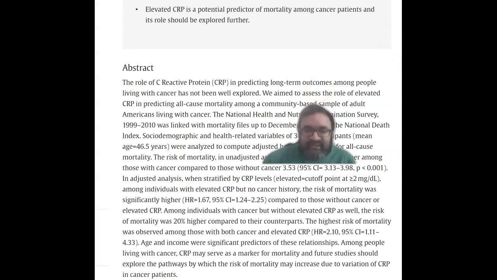And as you can see, individuals that had only elevated C-reactive protein but no cancer was not as high as when you have both cancer and CRP elevated. Then the hazard ratio increases to 2.1. So let's compare. This is pretty much evident from what is written here. The hazard ratio for C-reactive protein alone is 1.67. However, when you have both cancer and elevated C-reactive protein, the hazard ratio goes up to 2.1.